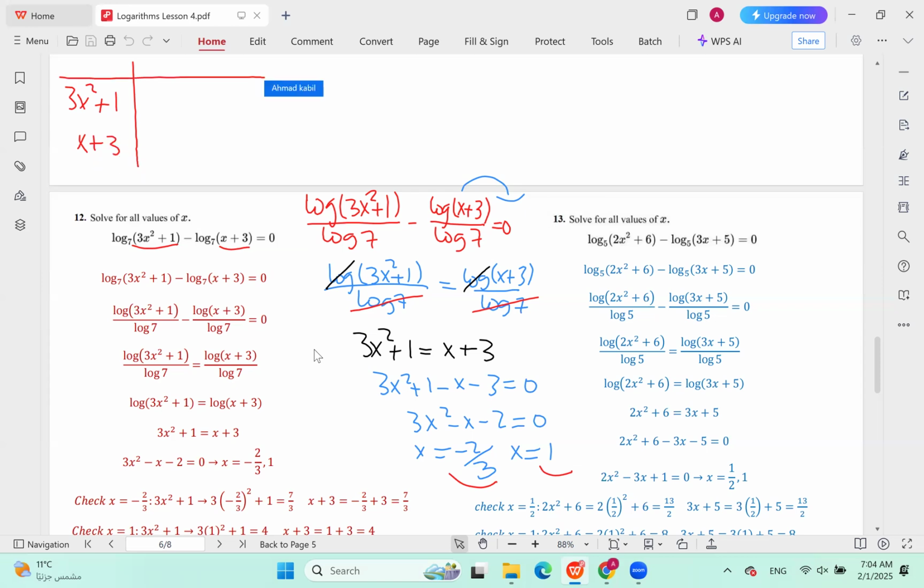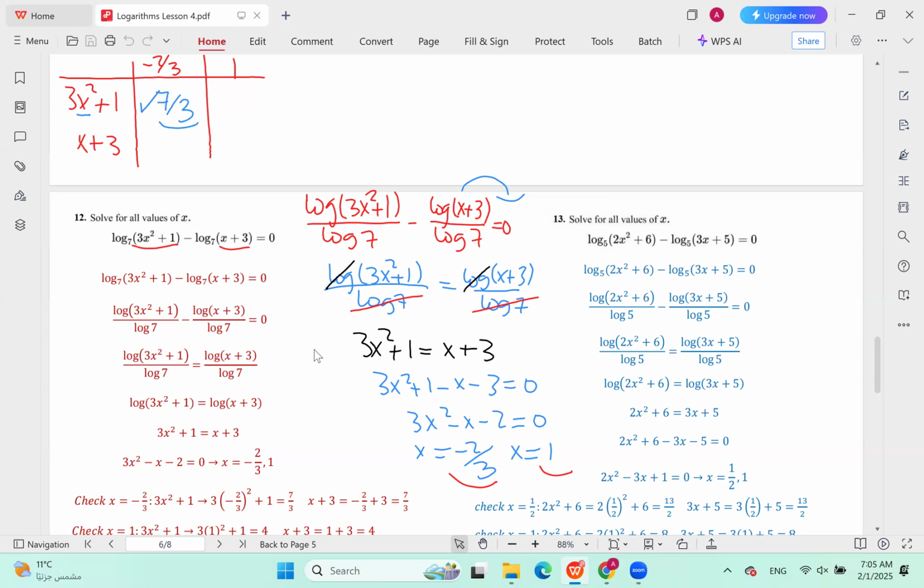And let's substitute negative 2 over 3 and 1. So for negative 2 over 3, if we plug it in here, it becomes 4 over 9. Multiply that by 3, you get 4 over 3, I think, and then you add 1, so you get 7 over 3. So all we care about is that this number is positive. If it's positive, then it's fine.